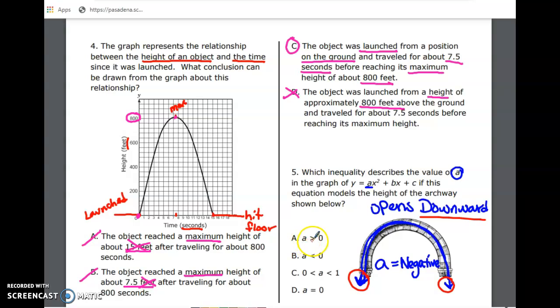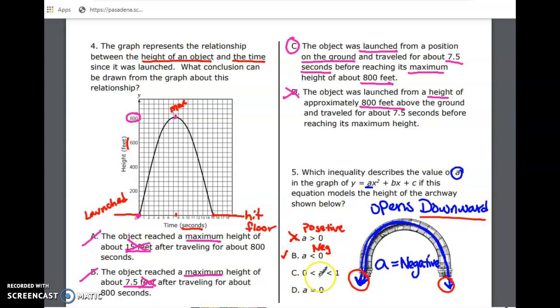This one says a is greater than 0. What numbers are greater than 0? Positive numbers. So that's not it. A is less than 0. What type of numbers are less than 0? Negative numbers, right? So maybe.